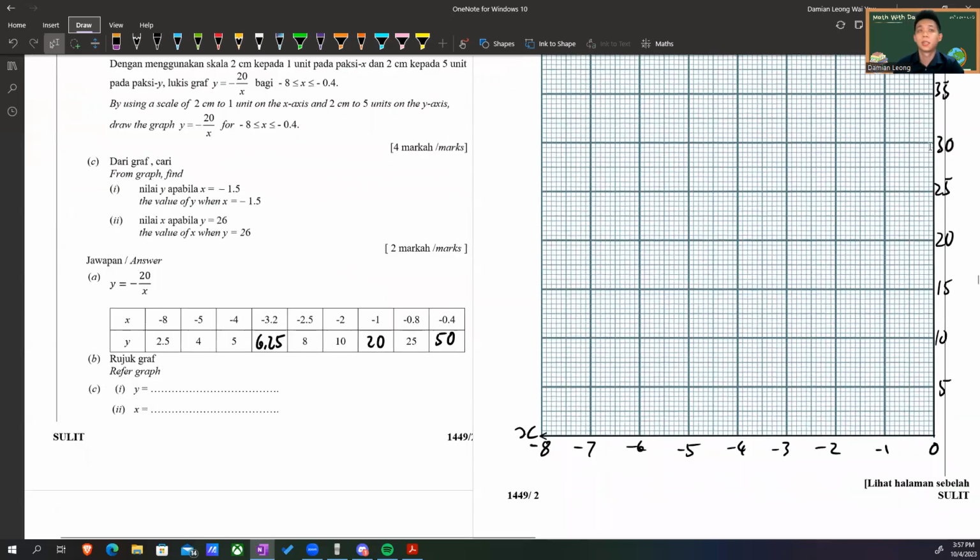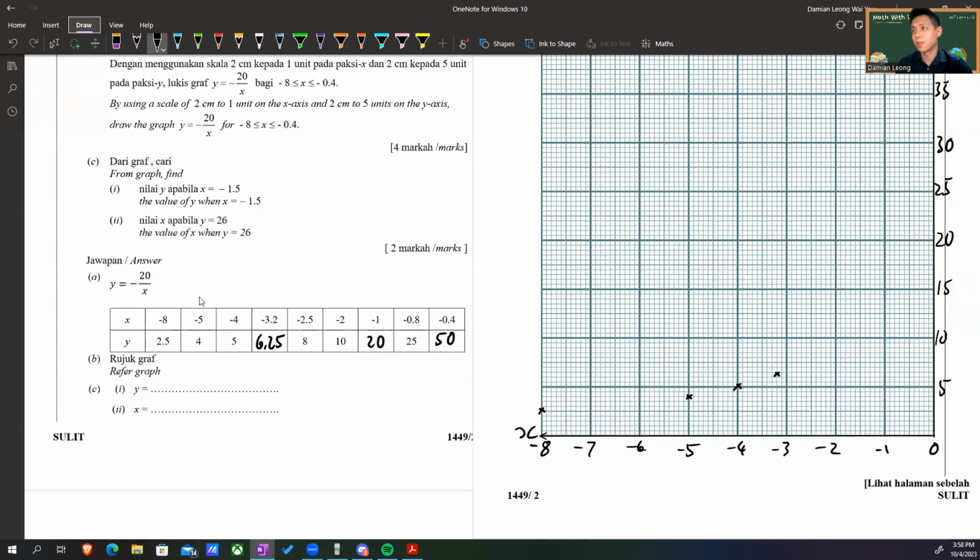Then we plot the points. Just follow the values in the table. So -8 is 2.5, in between here. -5 is 4, so -5 here, 4 will be here. -4 is 5. -3.2 is 6.25. So this is 6.5 here, 6.25 in between.